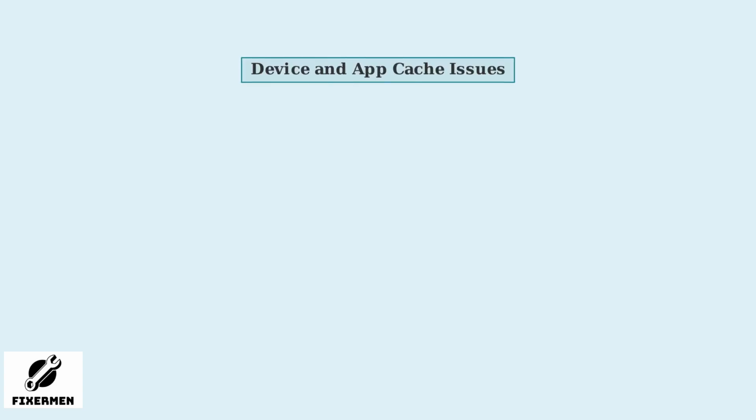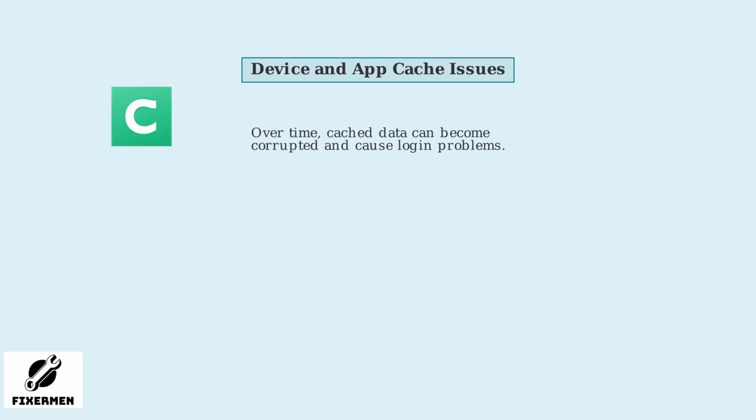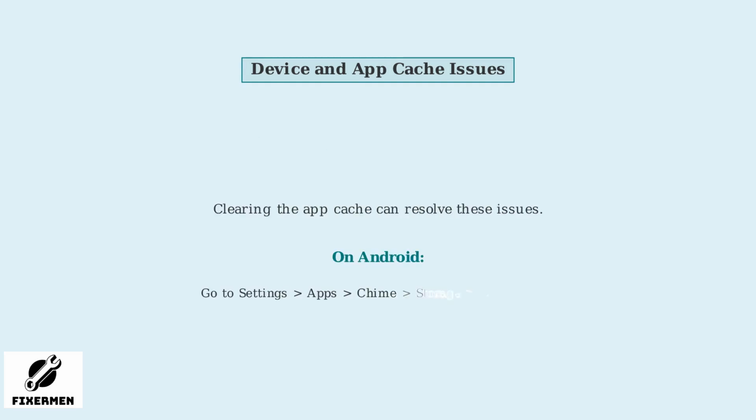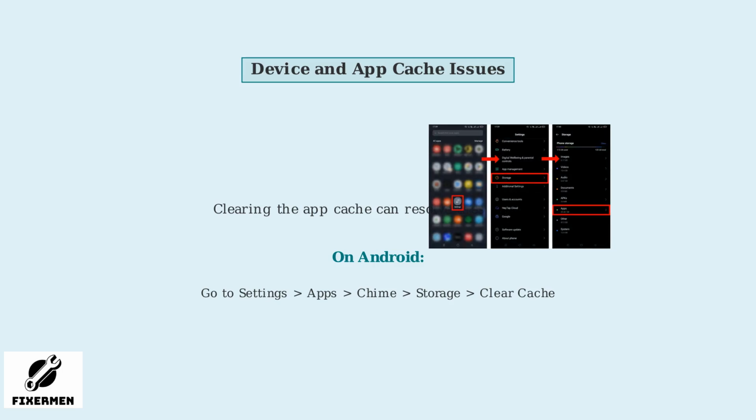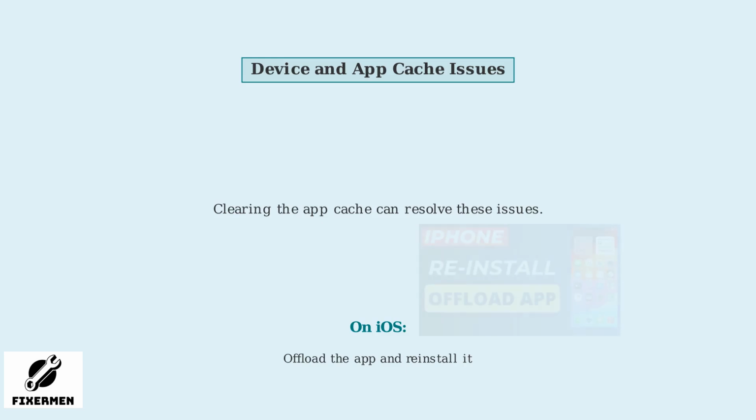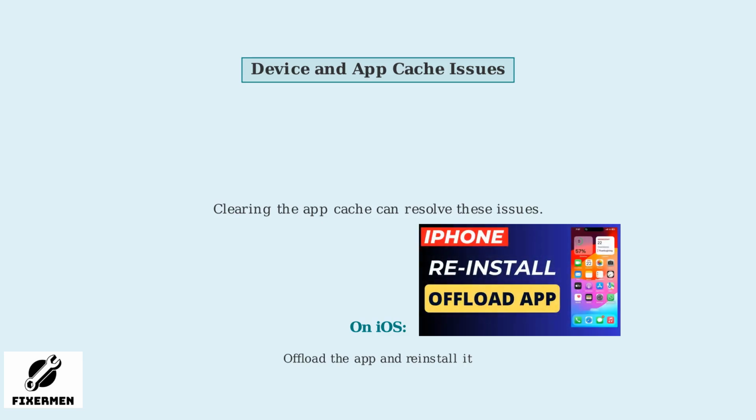Over time, cached data in the Chime app can become corrupted, leading to login problems like error code 310. Clearing the app cache is a simple way to resolve these issues without losing your account data. On Android devices, navigate to Settings, then Apps, select Chime, go to Storage, and tap Clear Cache to remove temporary files that might be causing the issue. For iOS devices, you can offload the Chime app to clear its cache and data, then reinstall it from the App Store. This process keeps your app's settings while removing potentially corrupted files.